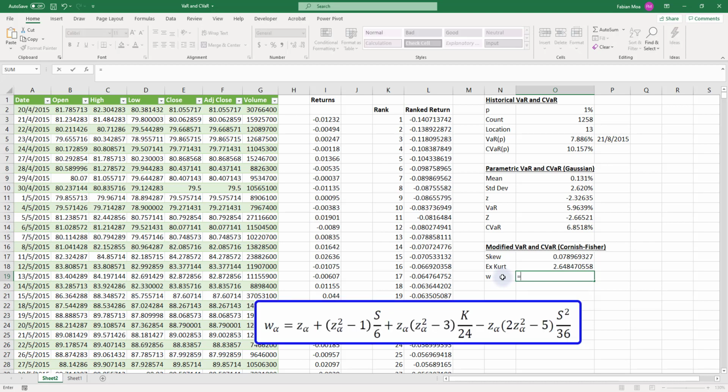So let's start. We'll take the cumulant from our previous part, which is in this case O11, and then we'll incorporate the Z squared minus 1, and multiply by the skewness, divide by 6. Then we will add in the Z value times the Z value squared minus 3, then multiply by the excess kurtosis, divide by 24, and then we'll minus the Z value again, multiply by bracket 2 times Z to the power of 2 minus 5, and then multiply by the skewness to the power of 2 over 36. Right, so we're done.